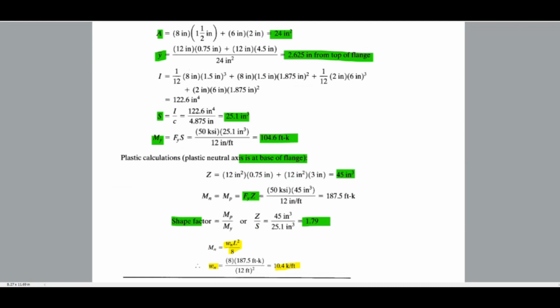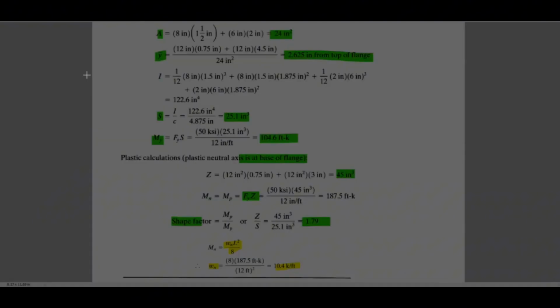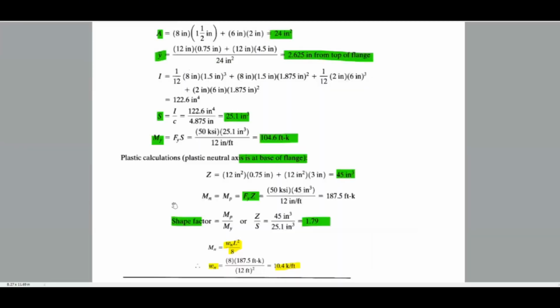Once we know the I value, then we can find the S value. S value is nothing but I by C. So 122.6 divided by 4.225. My, the yield moment, is Fy into the elastic section modulus. So we have 104. Plastic section modulus.